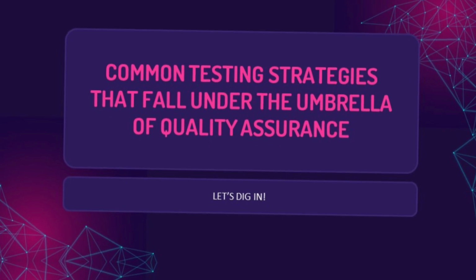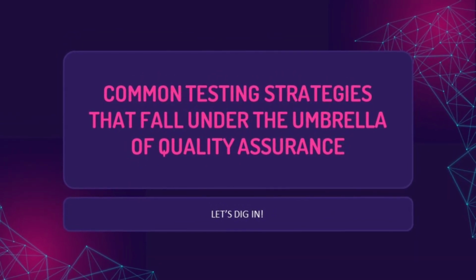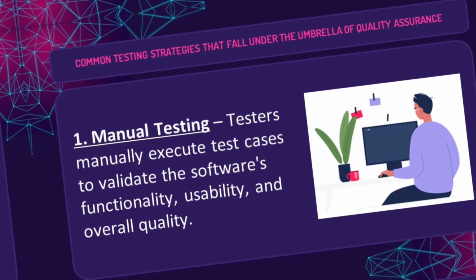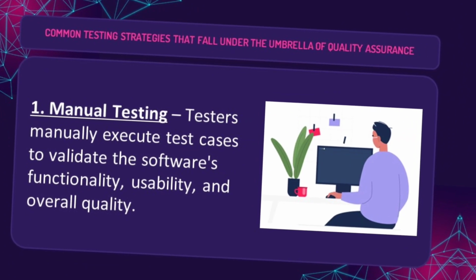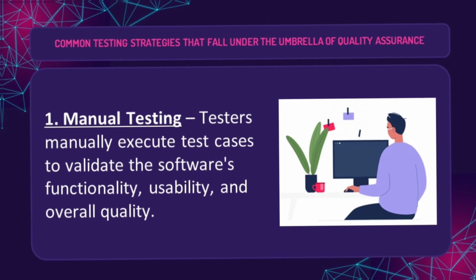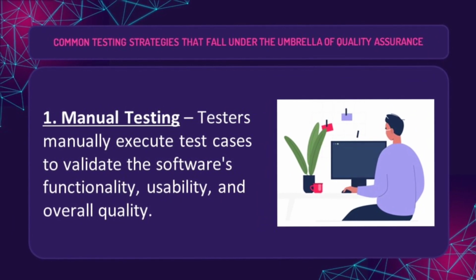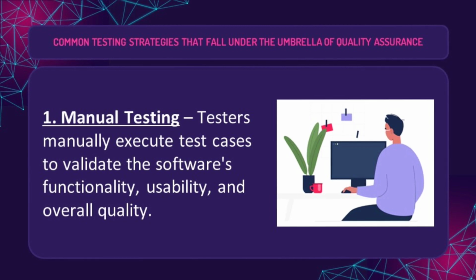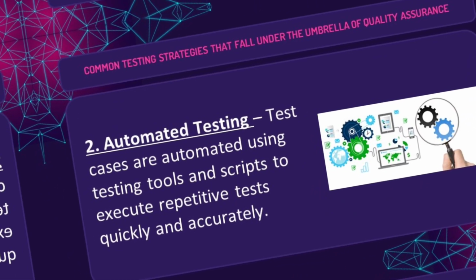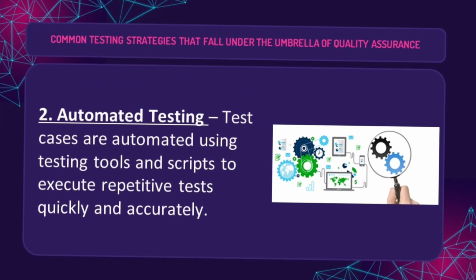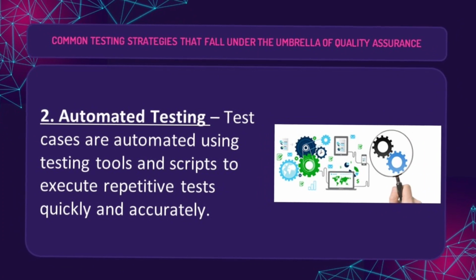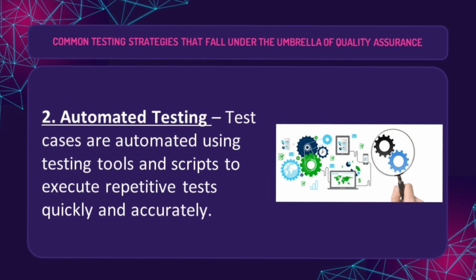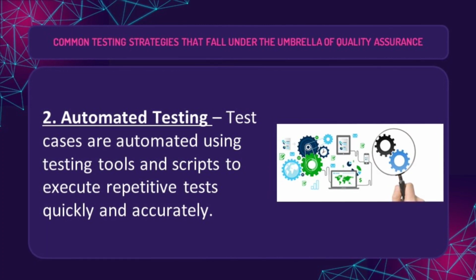So now let's proceed to common testing strategies that fall under the umbrella of quality assurance. First is manual testing. This involves human testers manually executing test cases to evaluate the software's functionality, usability, and overall quality. It is often used for exploratory testing and assessing user experience. Automated testing. Automation tools and scripts are used to execute predefined test cases, making it efficient for repetitive and regression testing. Automated tests can be run quickly and consistently.